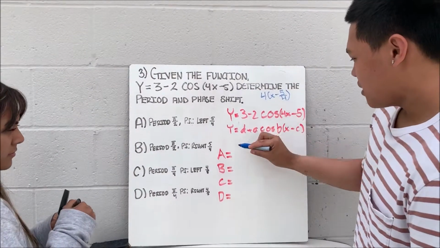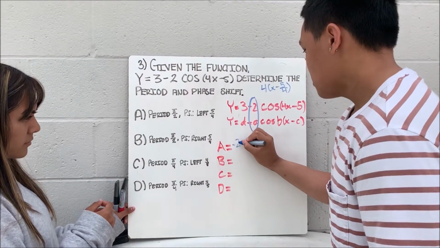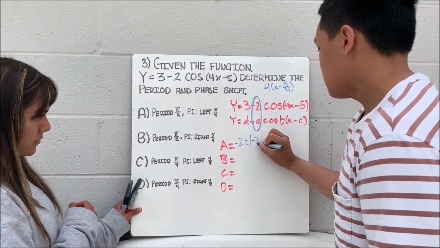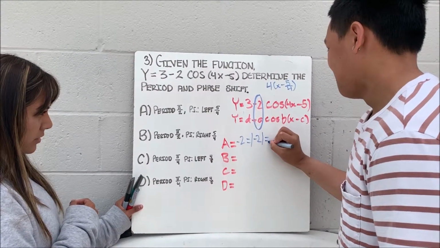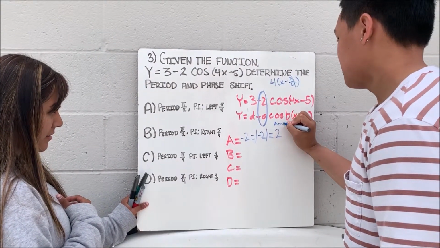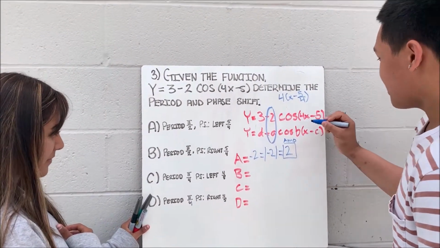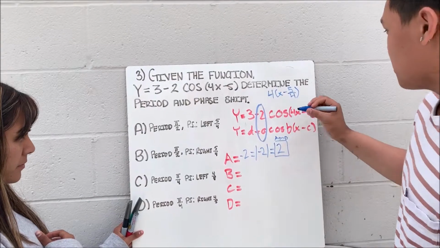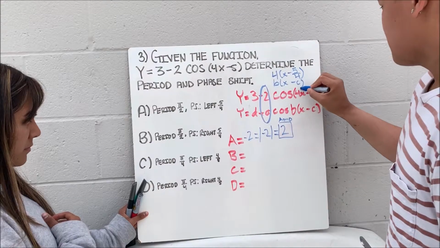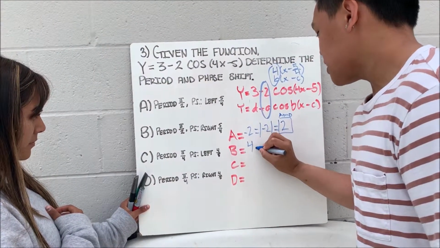Then now we have to find the a, b, c, d. So for a, it's going to be negative 2, but that turns into a positive. And that's the amplitude. Then next, to look for b, it would be 4. But for b, we're not done yet.